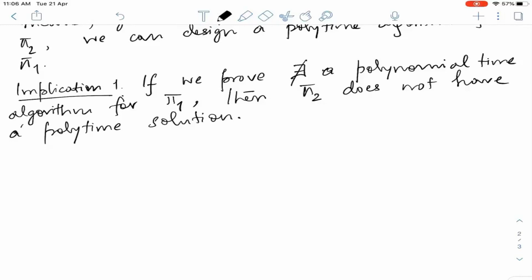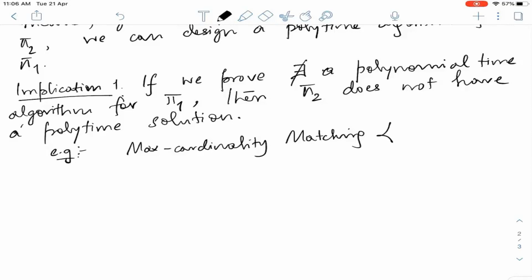But of course, when you convert a maximum matching problem to a max flow problem, it's clearly a polynomial time reduction. So that's one example: max cardinality matching reduces to max flow. But in this case, of course, we know polynomial time algorithms to solve both problems, right? So this implication does not really kick in for this case.